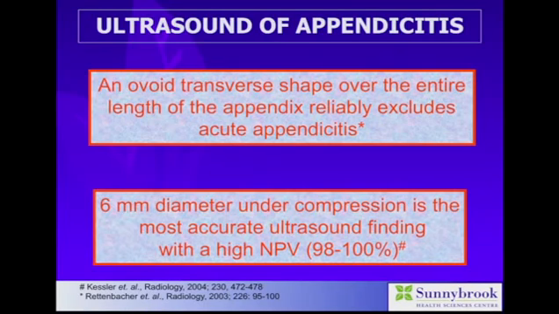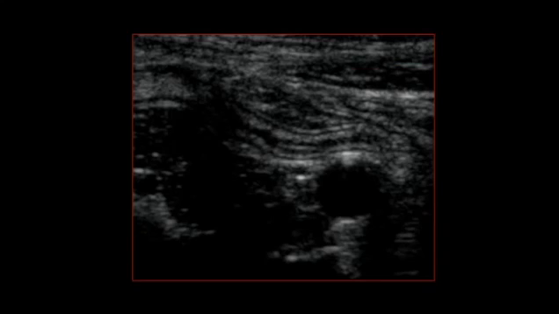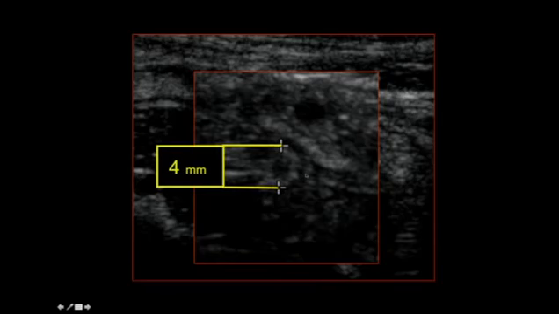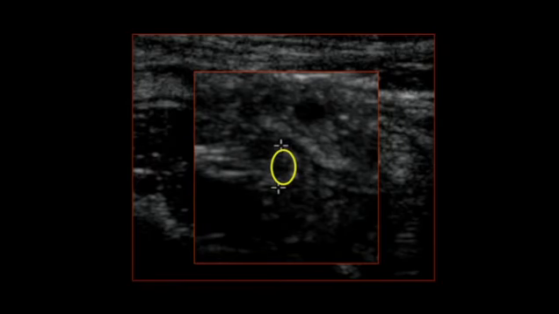What this means is that the 6 millimeter rule is far more useful in excluding appendicitis than it is in ruling it in, and we will be revisiting this thought in a moment. This is an ultrasound of a normal appendix. We see the origin of the appendix here, lacking the ileocecal valve. We follow it along. It's clearly a blind-ending tubular structure with gut signature, so we know that this is the appendix.